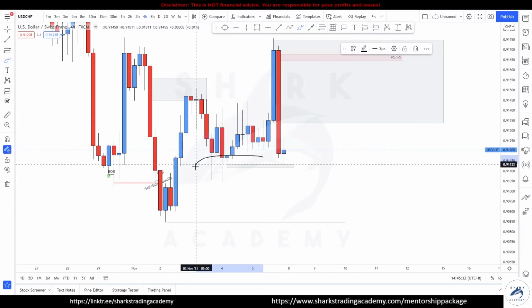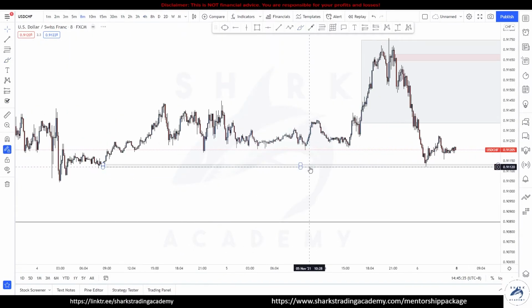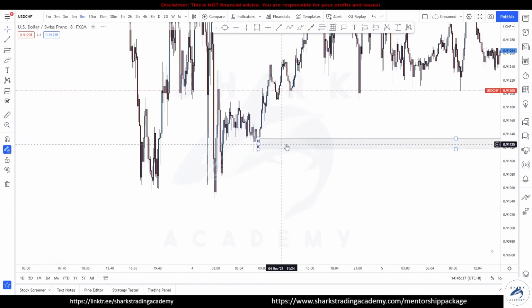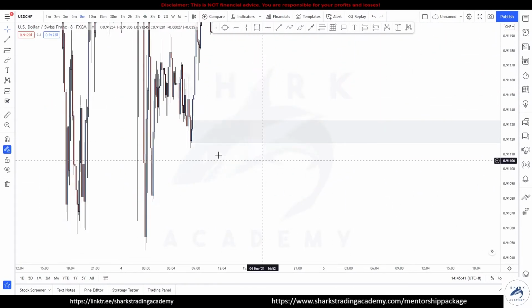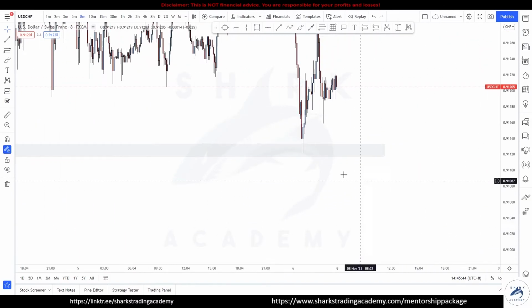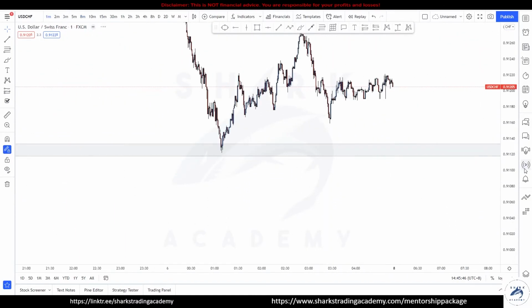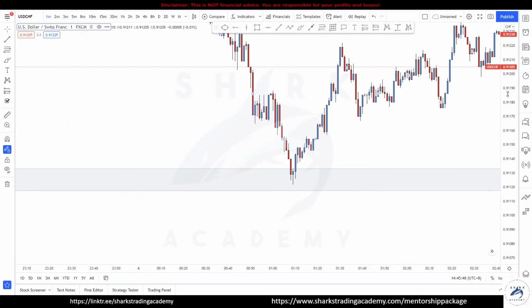Look at this over here. On the 8 minutes, right? We have a valid demand zone that was left untapped. Alright? And when prices taps into this level, how could you have gotten involved? Let's go down to the lower time frame, the 1 minute. And you can see, what is this?